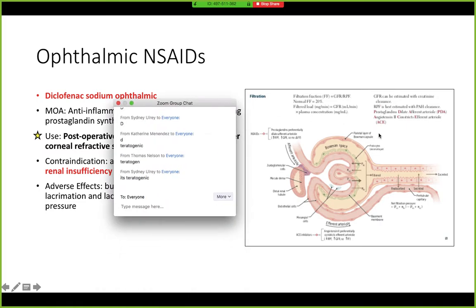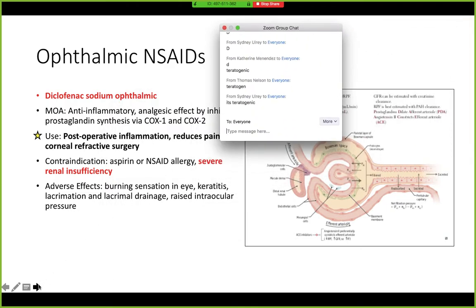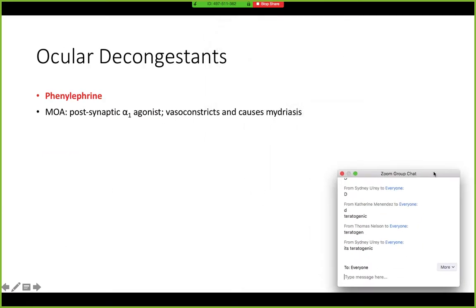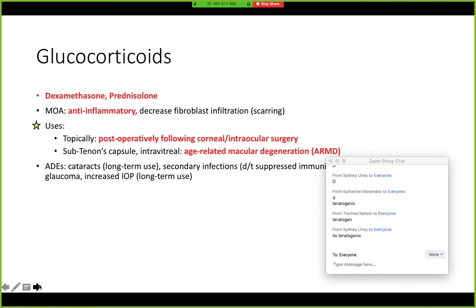And here's just a reminder, so you can think about where prostaglandins are acting versus your angiotensin II, and why you don't want to give NSAIDs to a patient with renal problems. Okay, so ocular decongestants. Phenylephrine is a postsynaptic alpha-1 agonist, which vasoconstricts and causes mydriasis. Highly doubt he would ask you about this one just because it was hit so hard a couple exams ago.